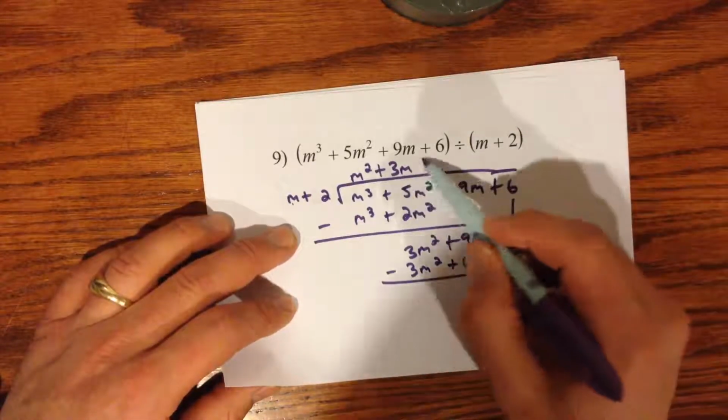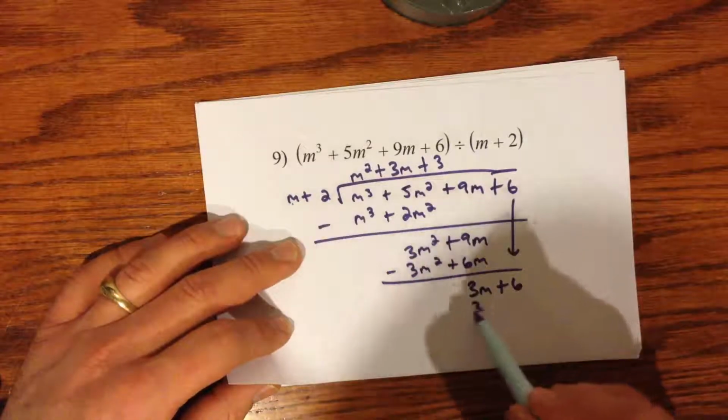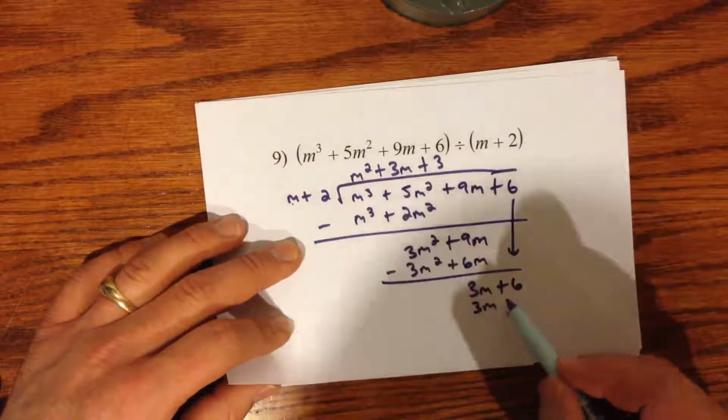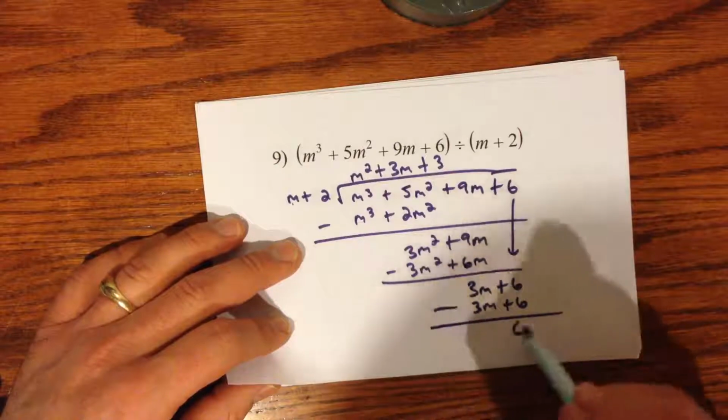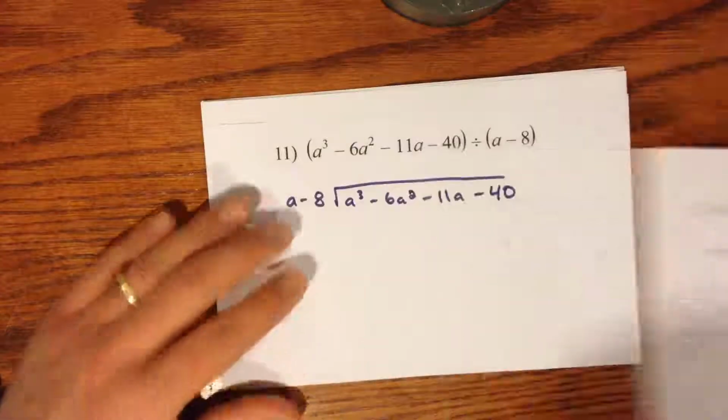And plus 3 will give me that. So 3 times m is 3m. And 3 times 2 is 6. When I subtract here, I get 0, so I'm done. There is no remainder for number 9.